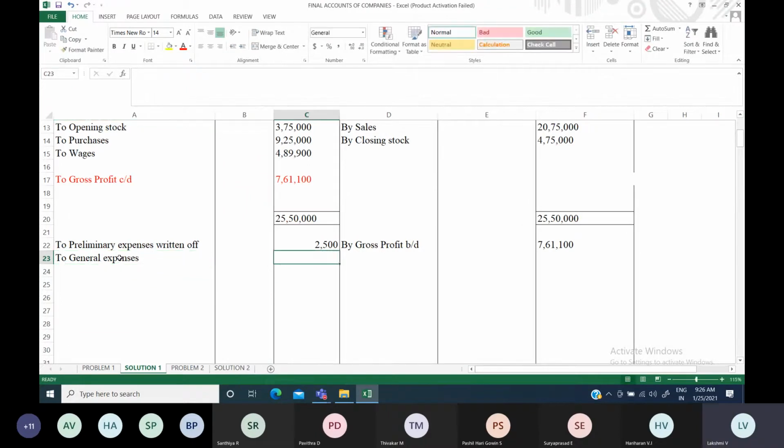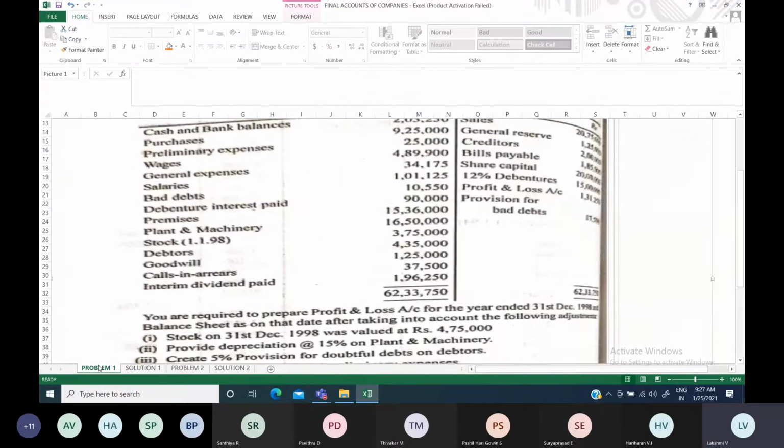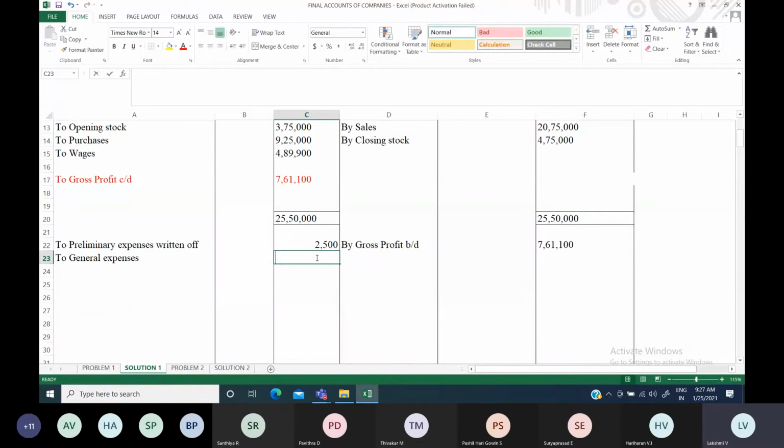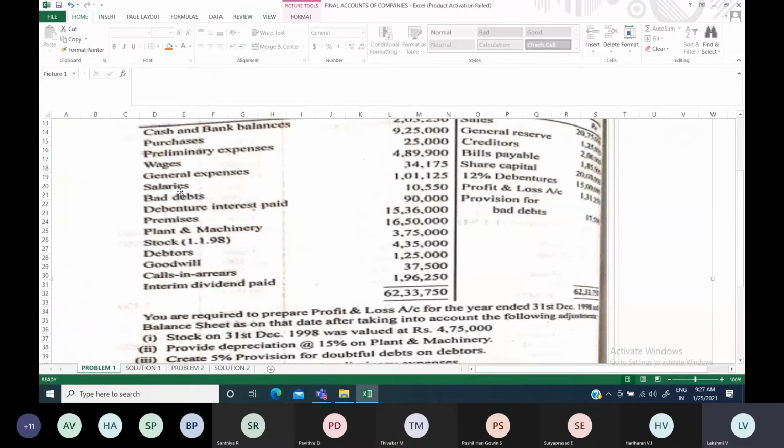Two, general expenses. So just take 34,175. So 34,175 you enter on the debit side. Okay. And moving to the next one, salaries.